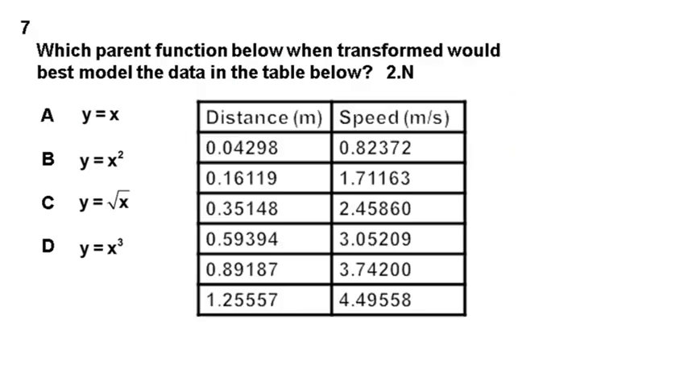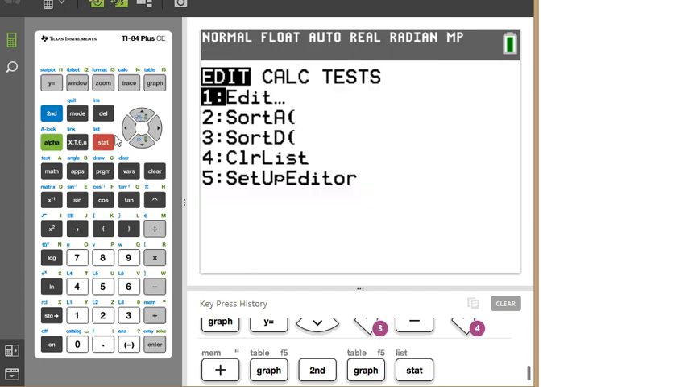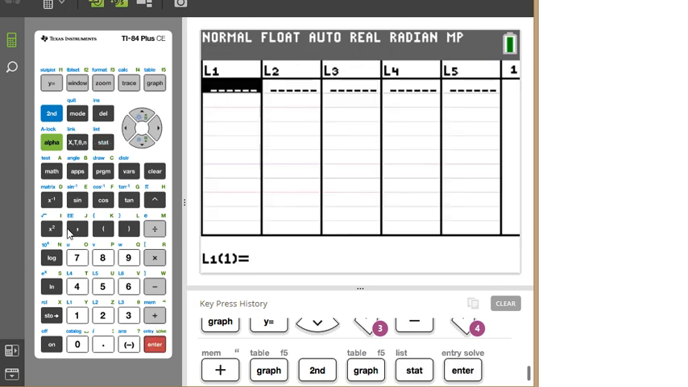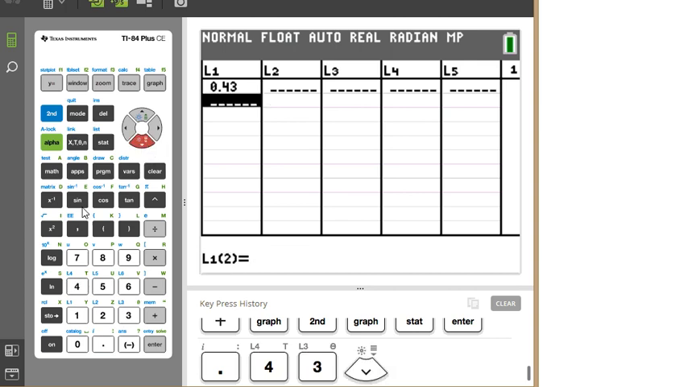Next, 7. Which parent function below, once transformed, best models the data in the table below? So for this, the easiest way to do this, I think, is just to go ahead and enter the data in the calculator. And I'm going to do this as quickly as I dare. Edit. And I'm going to use abbreviated forms of numbers. I'm going to put 0.43, 0.16, 0.04.